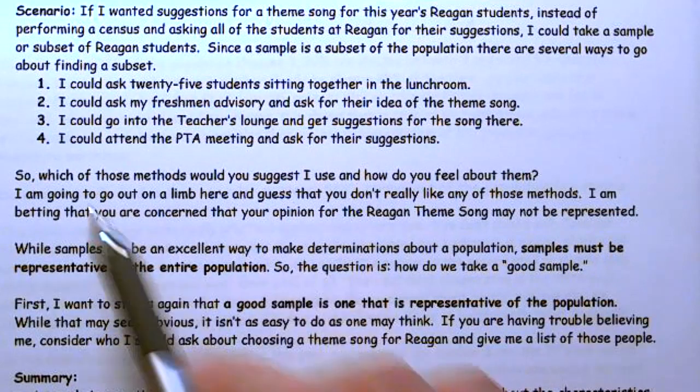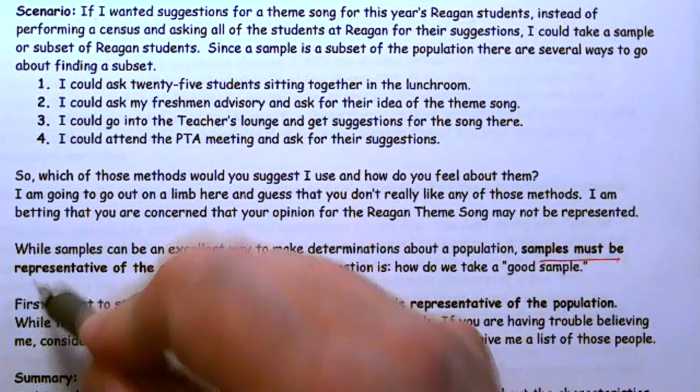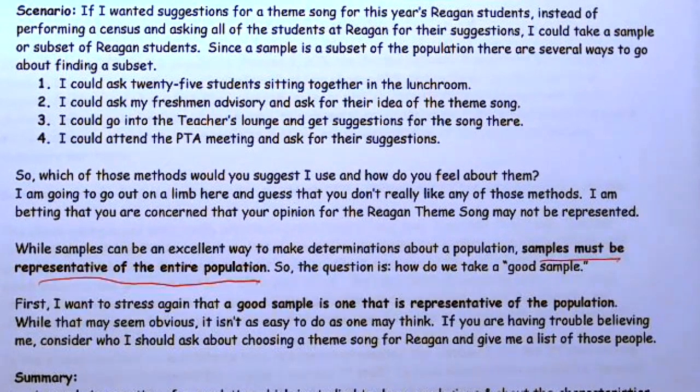All right, so while samples can be an excellent way to make determinations about a population, samples must be representative of the population in order to make generalizations. If we're going to make accurate generalizations about the population, the samples must be representative of the population, which in our song category means I need to represent freshmen, sophomores, juniors, and seniors in the survey somehow. And I would need to get a broad spectrum of students to make sure that a lot of different tastes were represented.